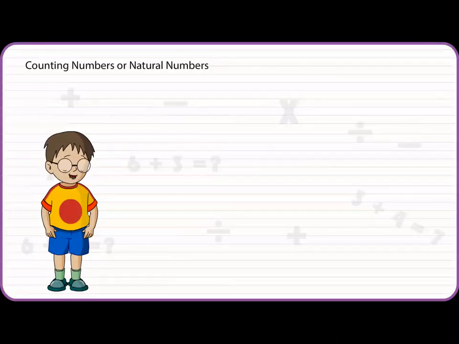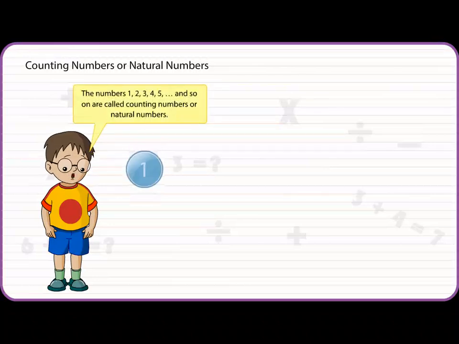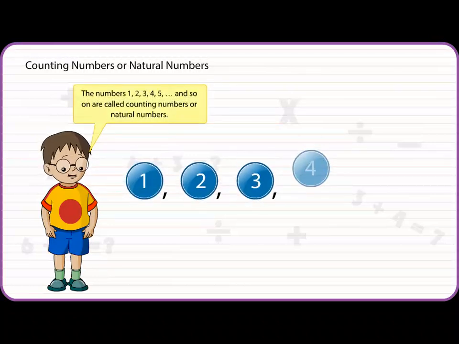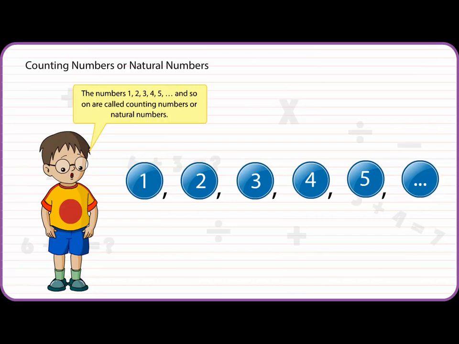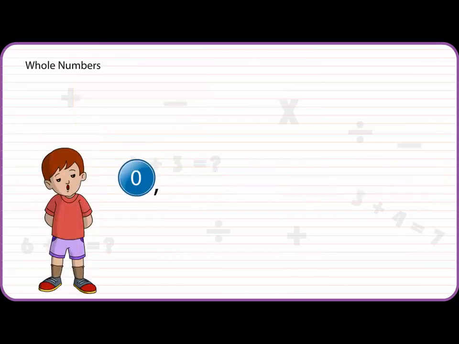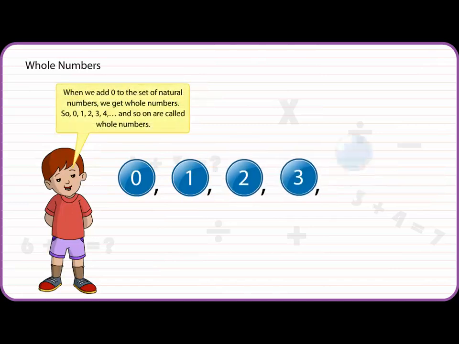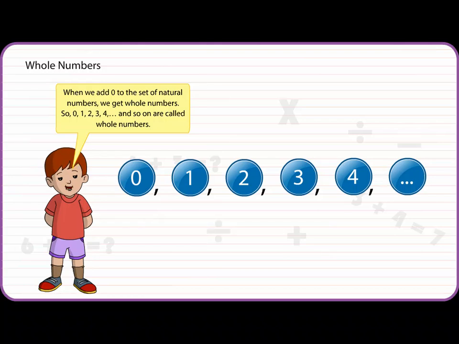Counting numbers or natural numbers. The numbers 1, 2, 3, 4, 5 and so on are called counting numbers or natural numbers. Whole numbers. When we add 0 to the set of natural numbers, we get whole numbers. So, 0, 1, 2, 3, 4 and so on are called whole numbers.